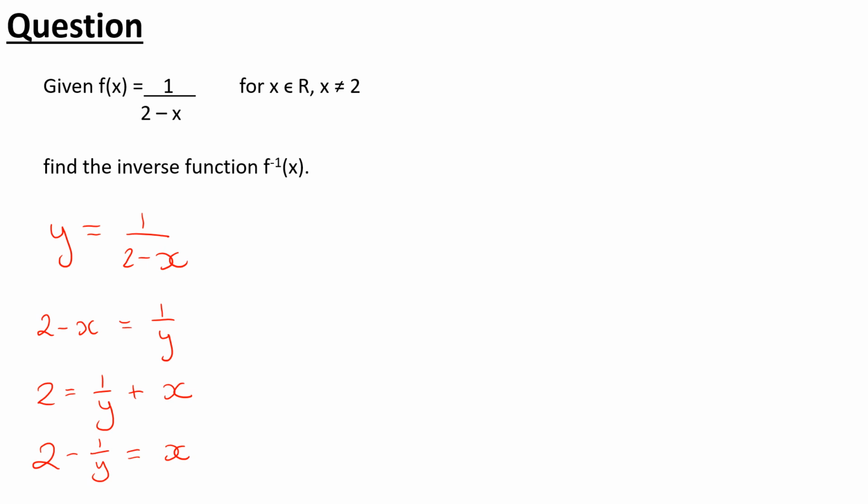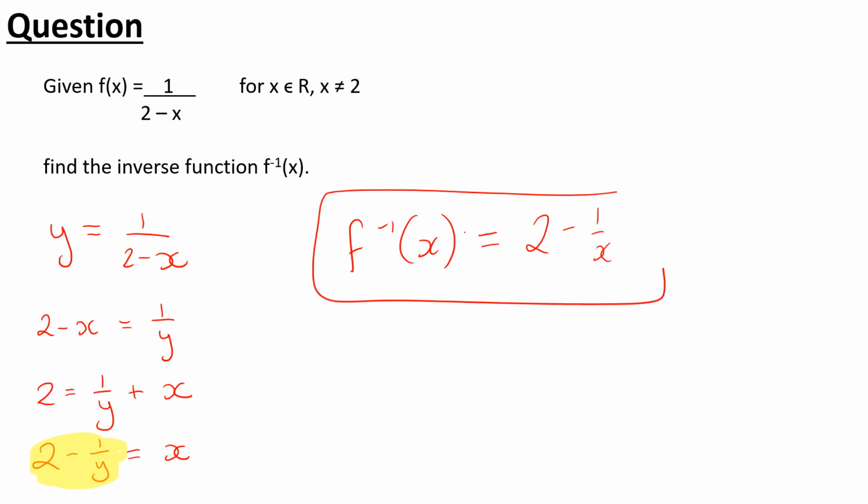If you want x on its own, you don't want it to be a negative x, you want it to be an x. So if you take a negative x over to the other side, make it a positive, it just makes life a little bit easier. So my inverse function, I can use what I've got here. Just remember that we don't want it in terms of y, we want it in terms of x. So I'm going to write this as 2 minus 1 over x, and there's my answer.